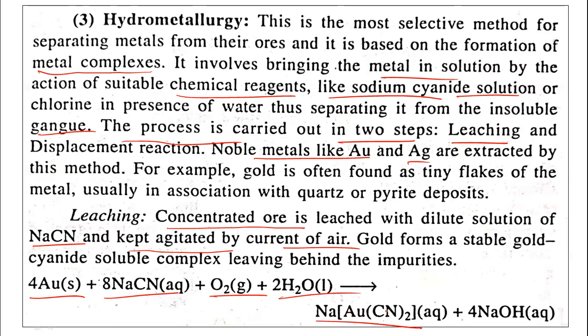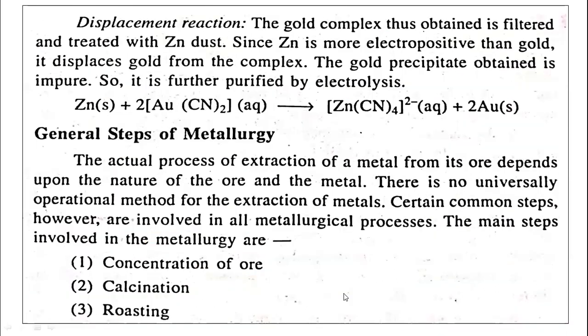Sodium Au(CN)2. Now the metal comes into the solution here, the gold comes into the solution in the complex form. So the concentrated ore is leached with a solution of sodium cyanide, and there is a formation of the gold complex, sodium dicyanoaurate. First the complex is formed here.